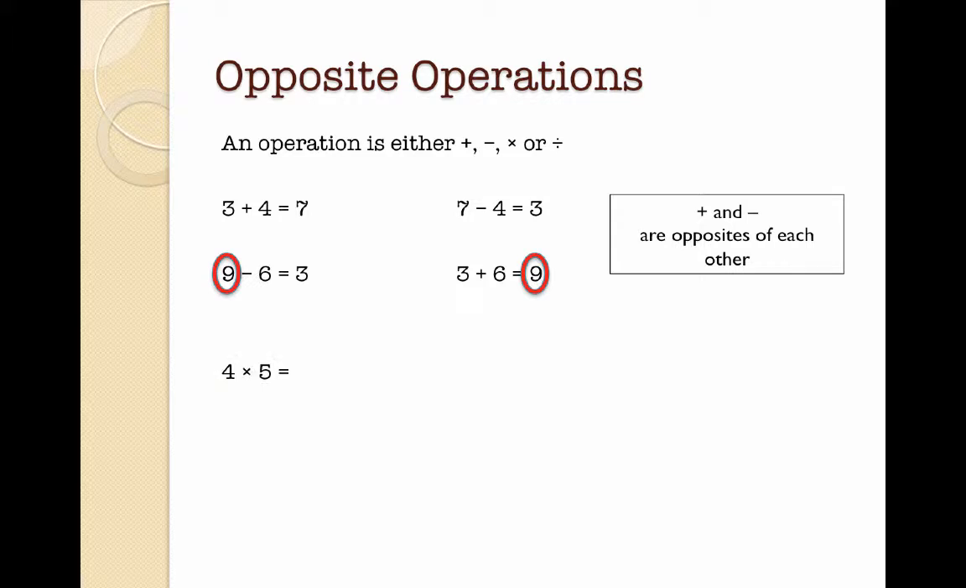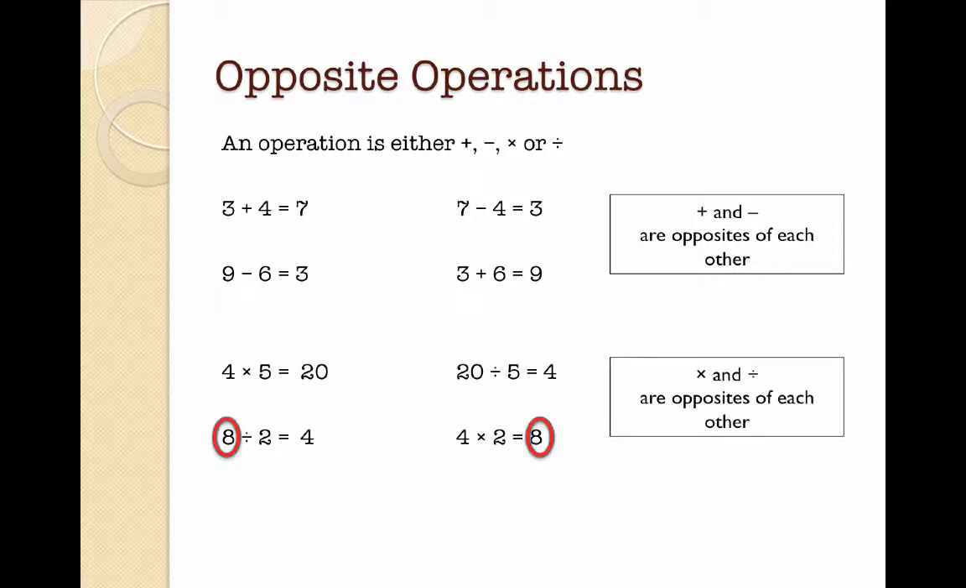Let's look at multiplication. 4 lots of 5 equals 20. Now if I start with 20 and divide by 5, I end up with 4, which is what I started with. If I do 8 divided by 2, I get 4, but if I start with 4 and multiply by 2, so do the opposite operation, I'll end up with 8, again with what I started with. So times and divide are opposites of each other. It's almost like they undo the operation.